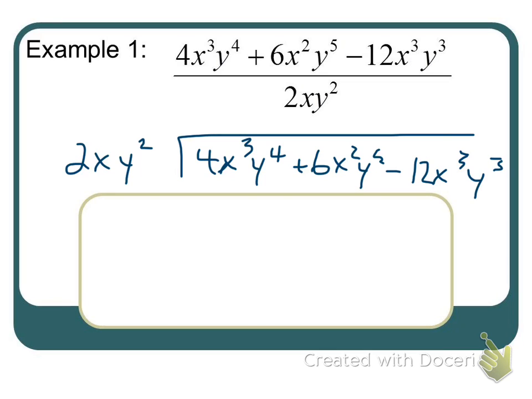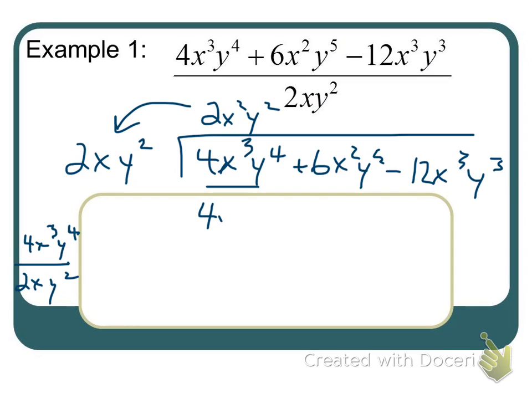The process is the same. 2xy squared divided into this, and you can even come over to the side. What is 4x cubed y to the 4th divided by 2xy squared? What do you get? 2x squared y squared, that's correct. The next step in the process is multiply. That gives us 4x cubed y to the 4th. Subtract. And then bring down the next term, 6x squared y to the 5th.